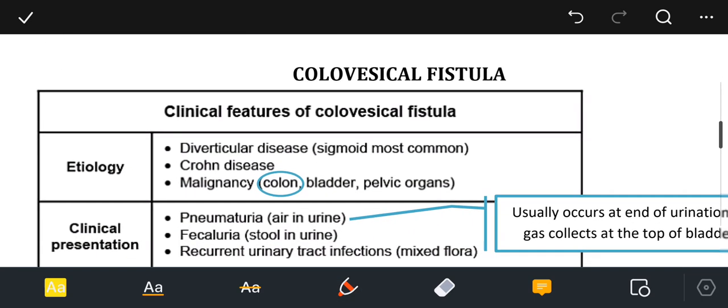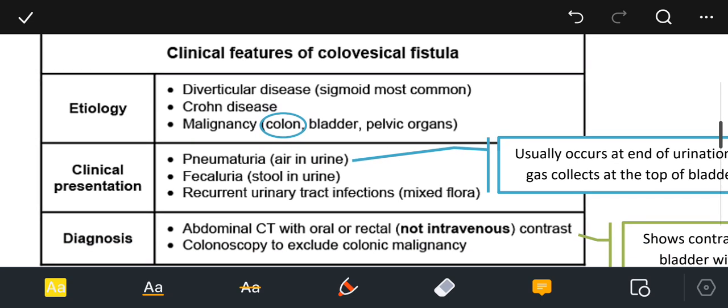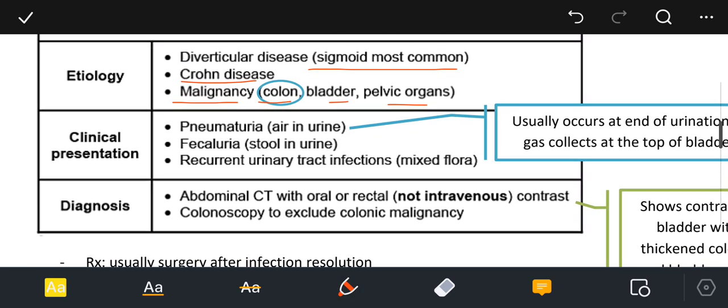The colovesicular fistula. The clinical features of colovesical fistula: the etiology is diverticular disease, sigmoid most common, Crohn disease, and malignancy of the colon, bladder, and pelvic organs that lead to colovesicular fistula formation. The clinical presentation includes pneumaturia, that means air in the urine, fecaluria, which means stool in the urine, and recurrent UTIs, urinary tract infections, with mixed flora. The diagnosis is done by abdominal CT with oral or rectal, not intravenous contrast. Colonoscopy is done to exclude colonic malignancy.